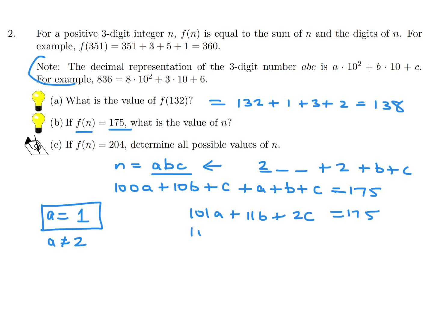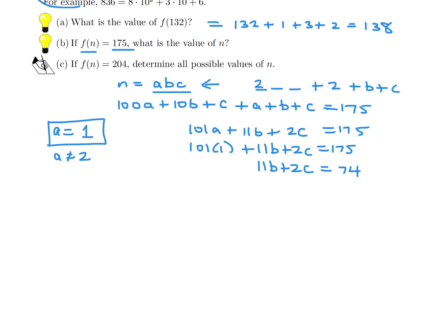So that helps us out quite a bit, because then that just becomes 101 times 1, and then we're down to 2 variables, which is of course better than 3. So this becomes 11b plus 2c is 175 minus 101, which is 74. At this point, we of course now have to use our inspection. So let's just start with some values here.